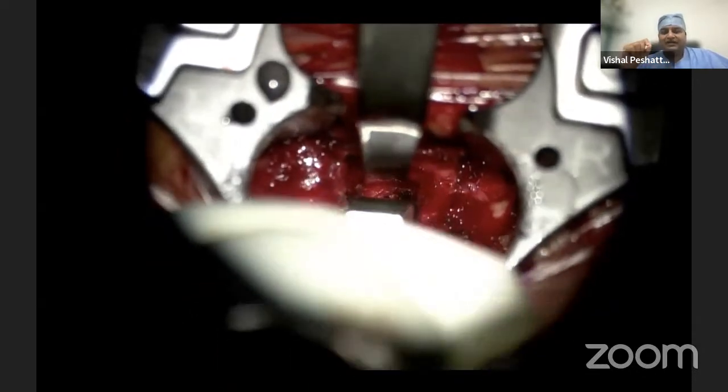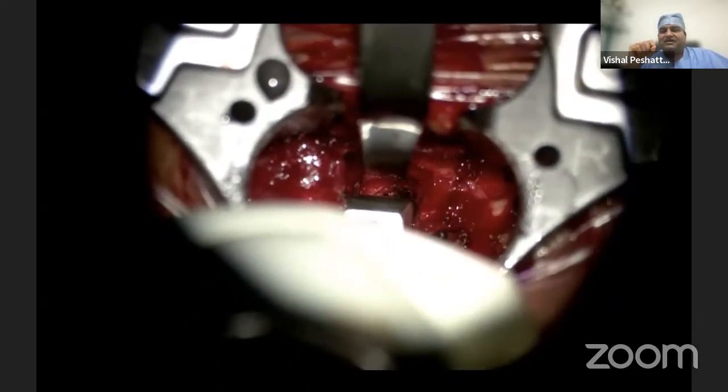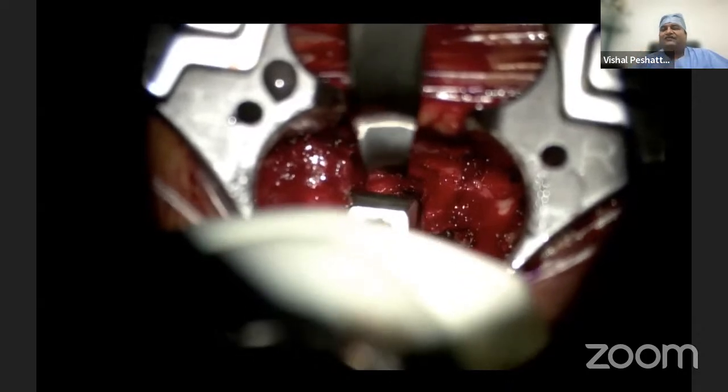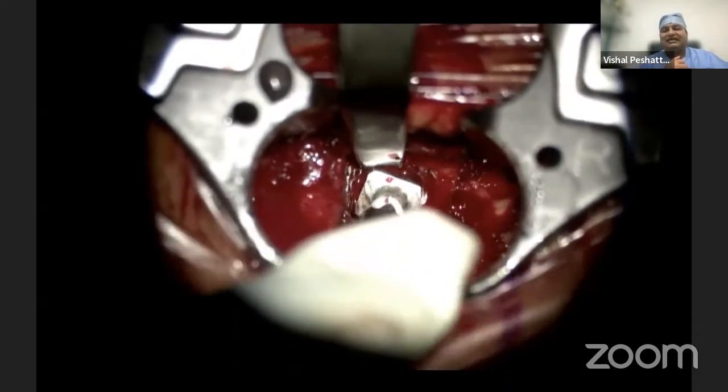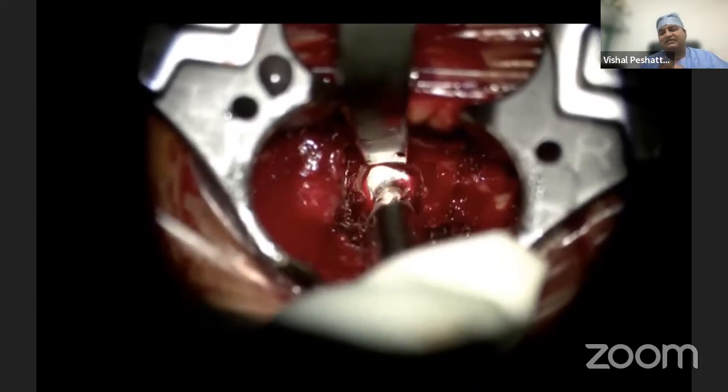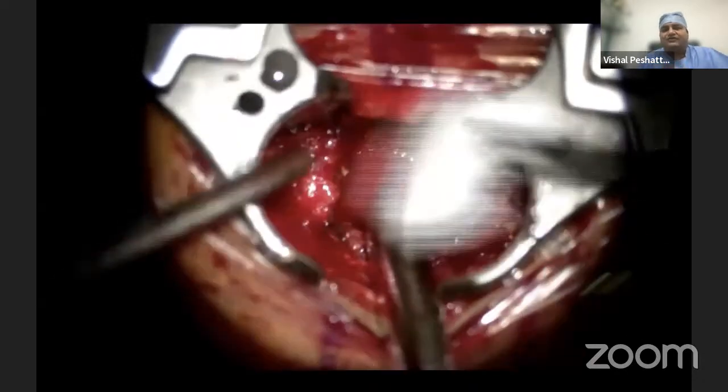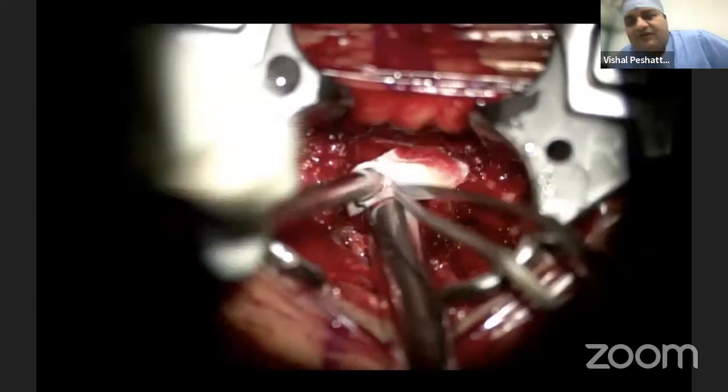Always use a trial so that your softer peek cage will have a way to go and will not have to fight any resistance. And of course, you will know the exact size of the cage that will go in. I think this is a 12 or a 14. I'm not sure of the size anymore. You will encounter some bleeding.